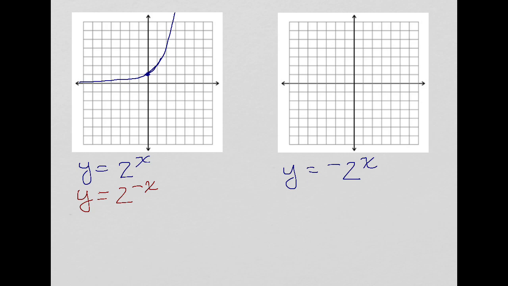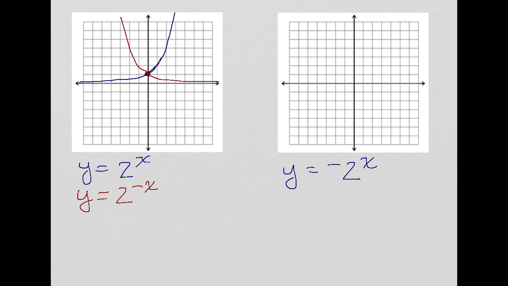If I have 2 to the negative x, the negative inside the function next to the x is going to give us a horizontal reflection. The point (0, 1) is going to stay the point (0, 1) because 2 to the 0 power is still 1. I'm reflecting horizontally across the y-axis, so instead of going up to the right, I'm going to go up to the left. Instead of asymptote to the left, I'm going to have horizontal asymptote to the right. And there's my general shape for 2 to the negative x.